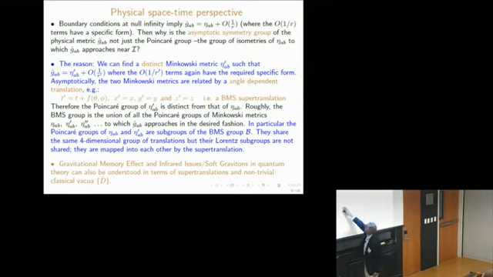So the point is that the Poincare group defined by eta AB is a subgroup of the diffeomorphism group, which is a distinct subgroup from the Poincare group defined by eta prime AB. Roughly speaking, the BMS group is a union of all the Poincare groups of Minkowski metrics eta, eta prime, eta double prime, etc., to which the physical metrics approach in the desired fashion. In particular, the Poincare groups of eta and eta prime AB are subgroups of the BMS group. Furthermore, they share the same four-dimensional translations, but their Lorentz subgroups are not shared. They are mapped from one to another by this particular supertranslation.